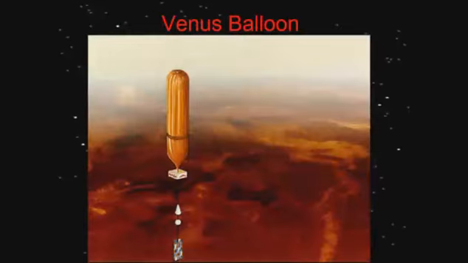And here's a picture of the Venus balloon, the very sort that was dropped. So there's a long party balloon shape with a system of weather observation packages hanging beneath it.